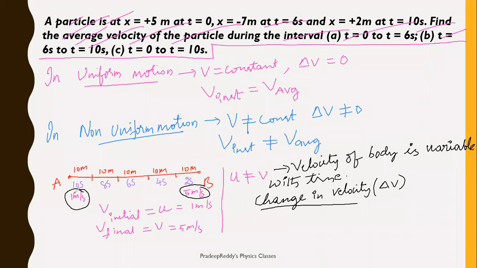How much is the total time? 10 second plus 8 second plus 6 second plus 4 second plus 2 second. So this will be totally 30 seconds, right? In order to change velocity from 1 meter per second to 5 meter per second, the body is taking 30 seconds. This gives you the time interval, and this is delta t. I will now represent this change in velocity with respect to time in non-uniform motion as acceleration.